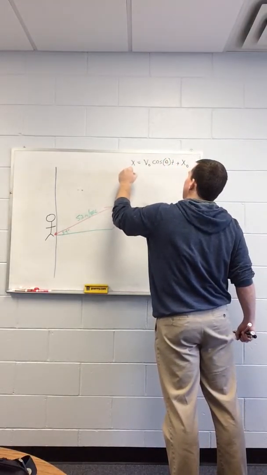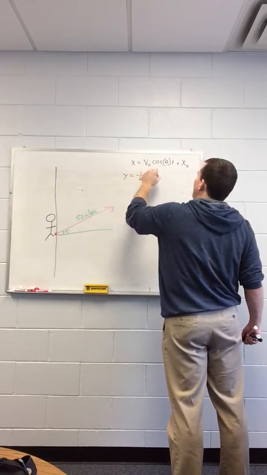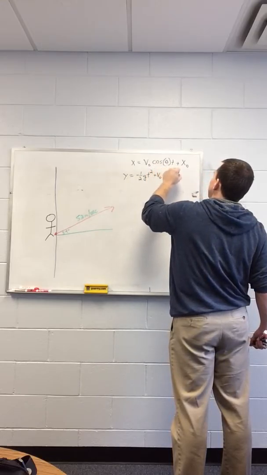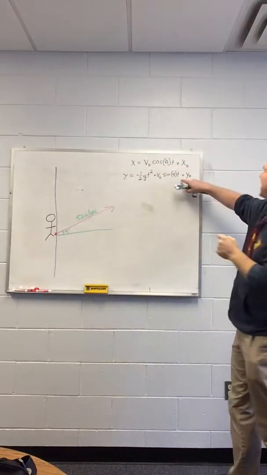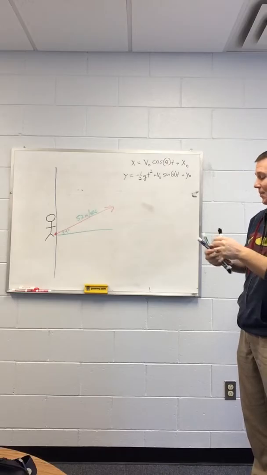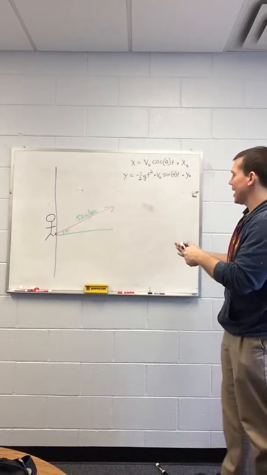And then y equals negative 1/2 g t squared plus v sub 0 sine theta t plus y sub 0. Keep in mind, that's a t, that's a plus. I know they can be hard to read because they look pretty much the same. But now, just fill in the data based on what we have.